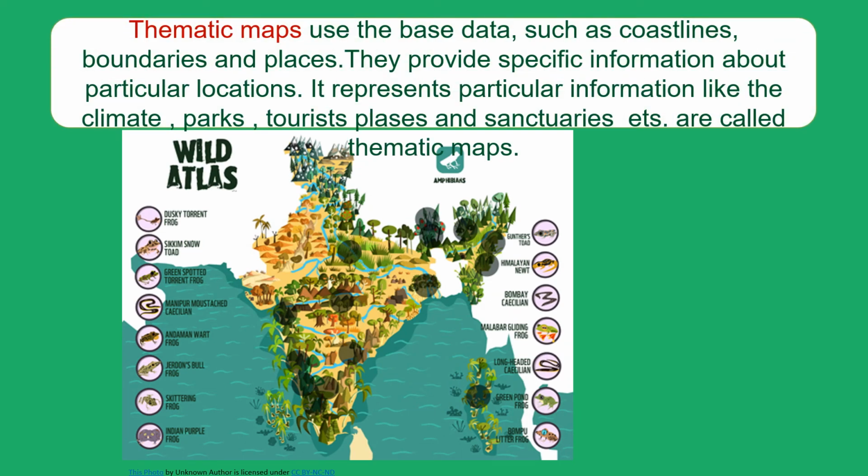Thematic maps. Thematic maps use base data such as coastlines, boundaries, and places. They provide specific information about particular locations. They represent particular information like the climate, parks, tourist places, and sanctuaries, etc. These are called thematic maps.